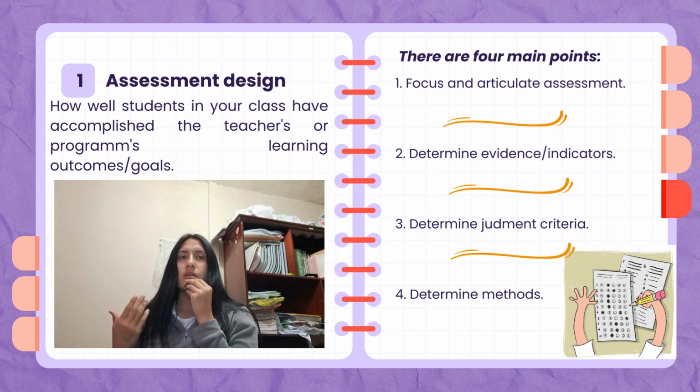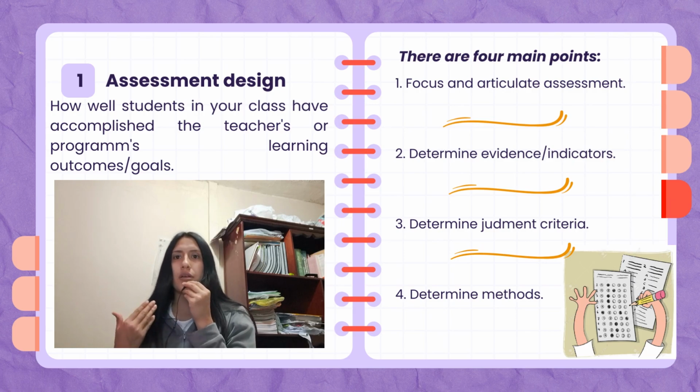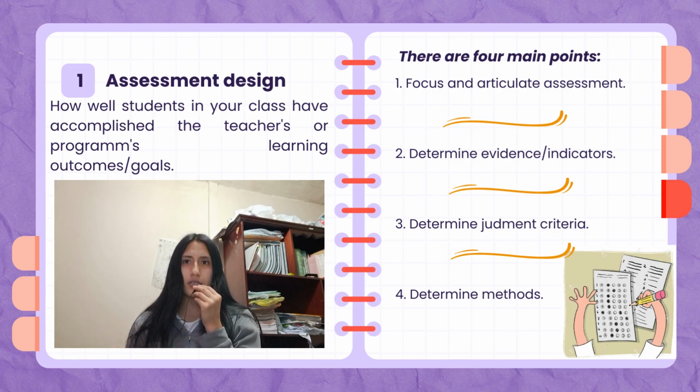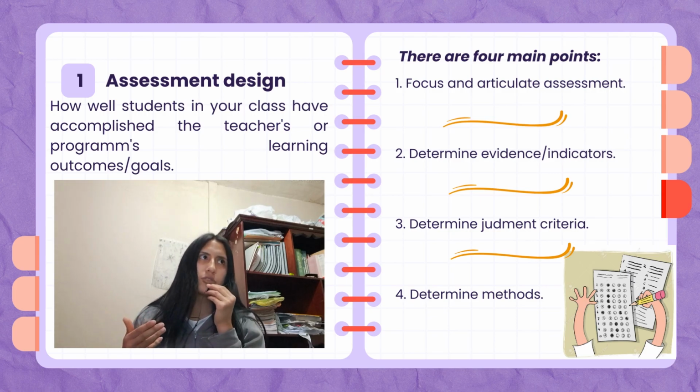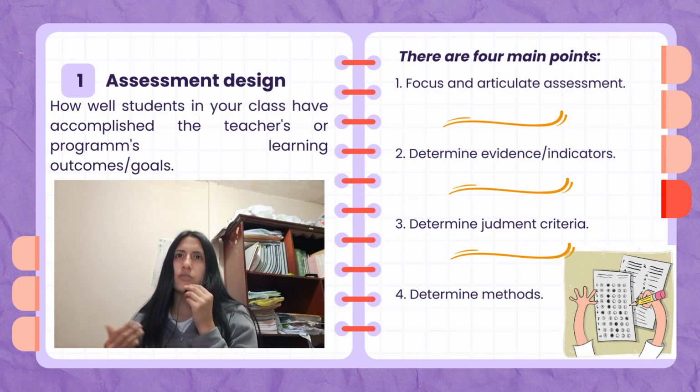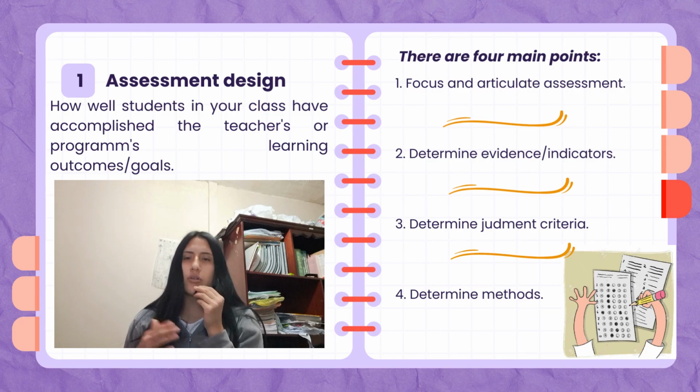The next topic is assessment design. So once learning goals or outcomes are defined in the curriculum, the next step is to determine how well students in your class have accomplished the program's learning outcomes or goals. So, in this part, we have four main points. The first is focus on articulate assessment. So, which outcome should be focused? What do faculty want to know or are curious about?